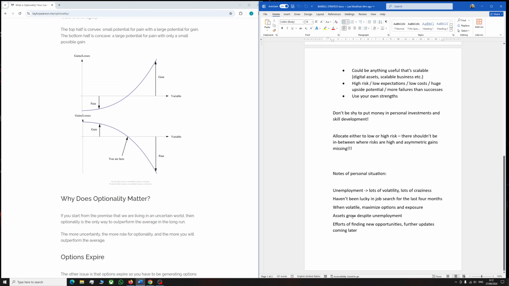And at the moment my assets actually grow despite unemployment, so for the time being I'm not too worried about my situation, because I'm lucky to live here in Finland and I can actually save money while I'm being unemployed.